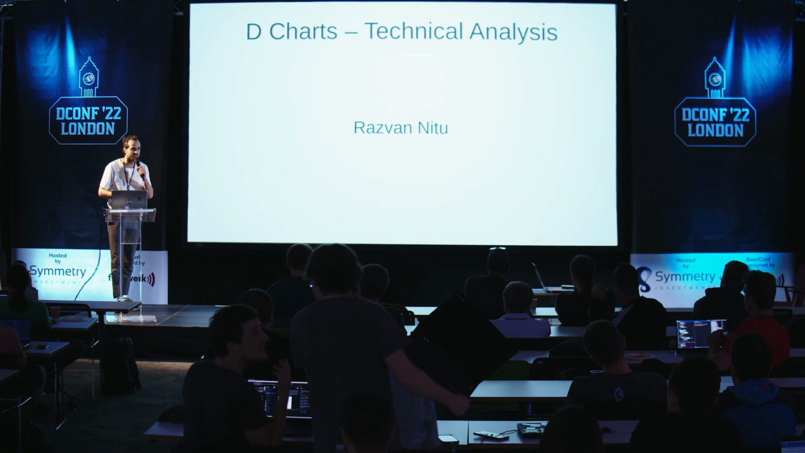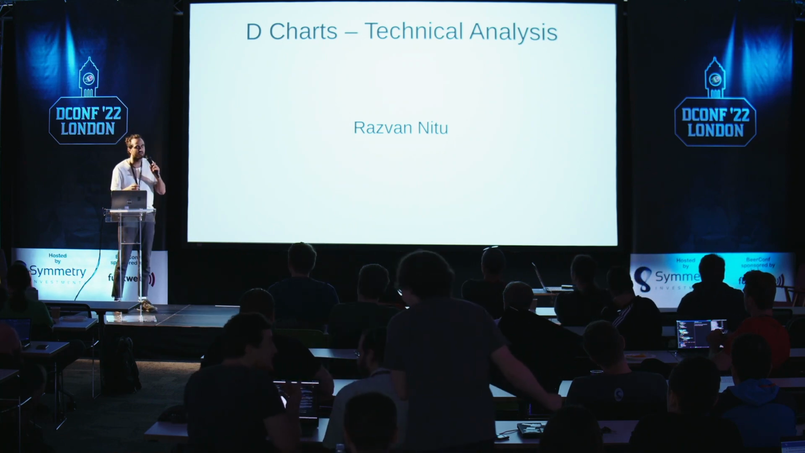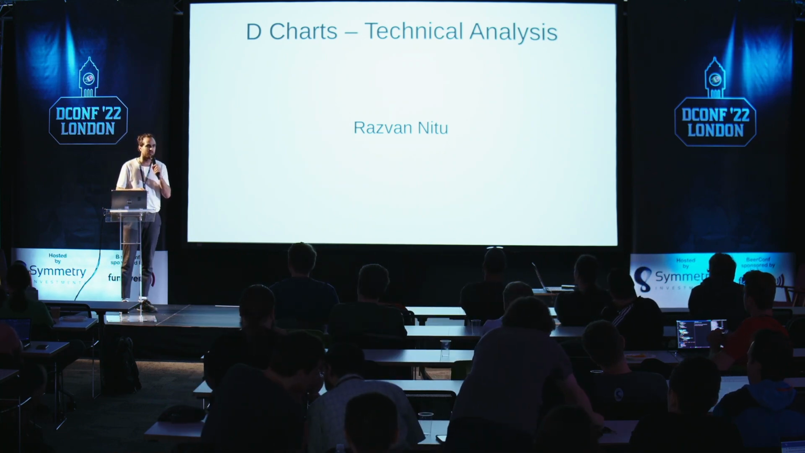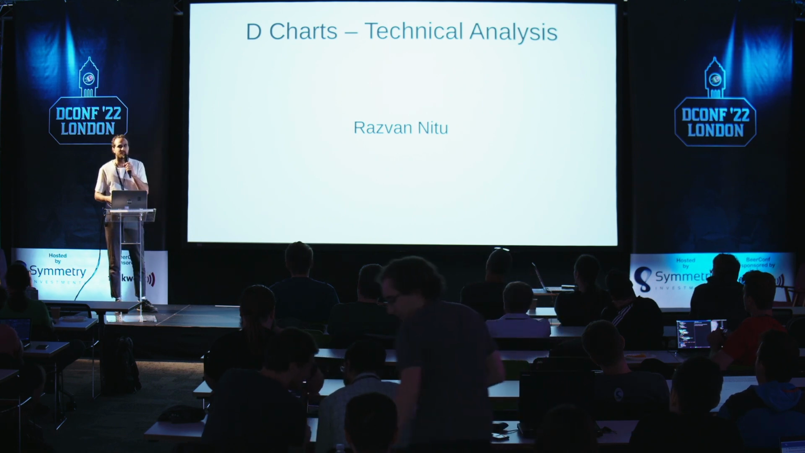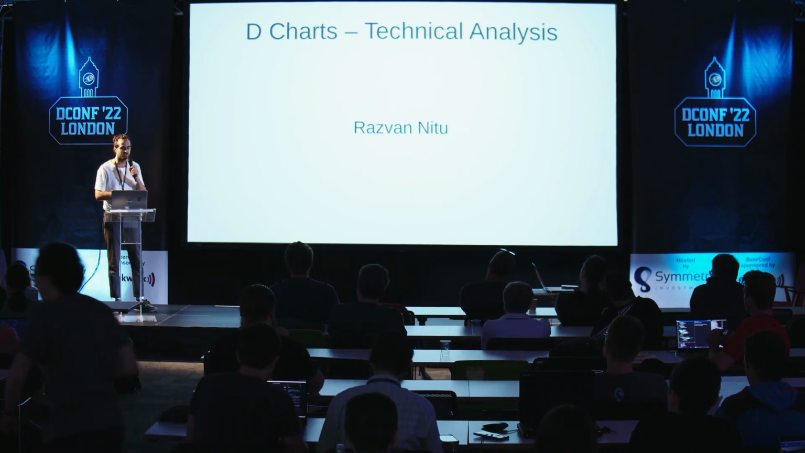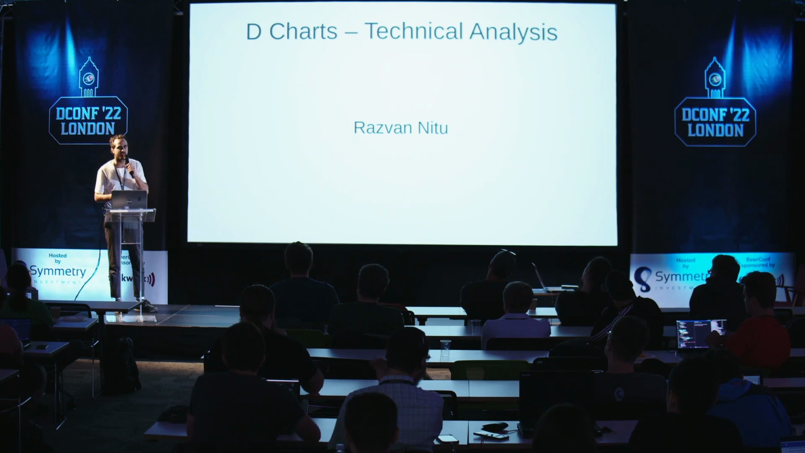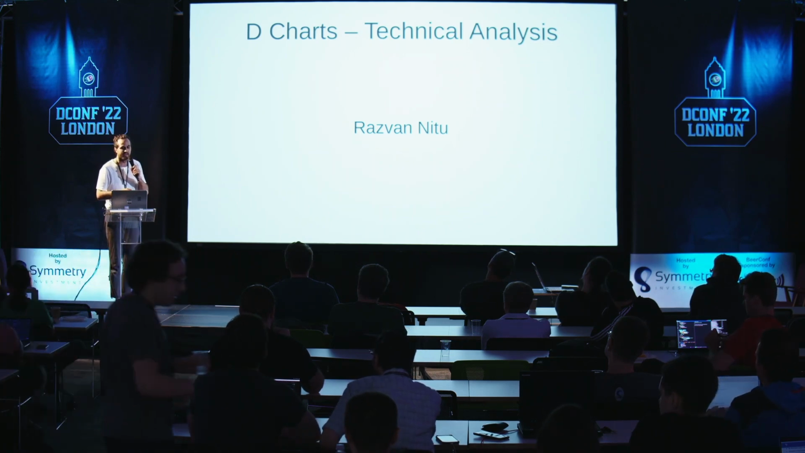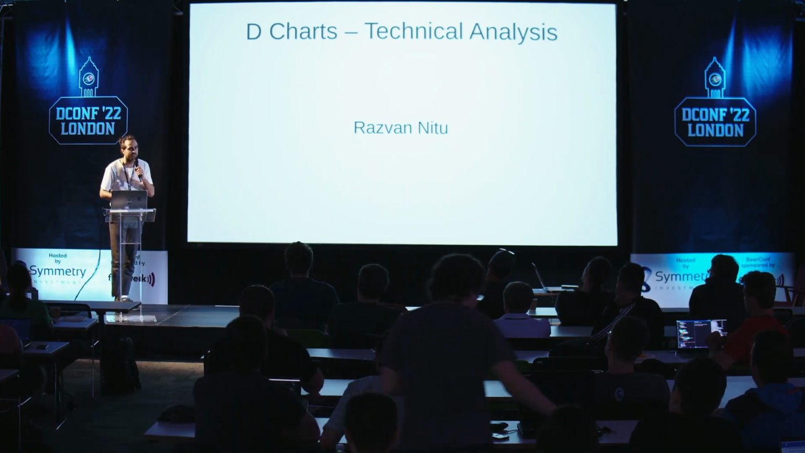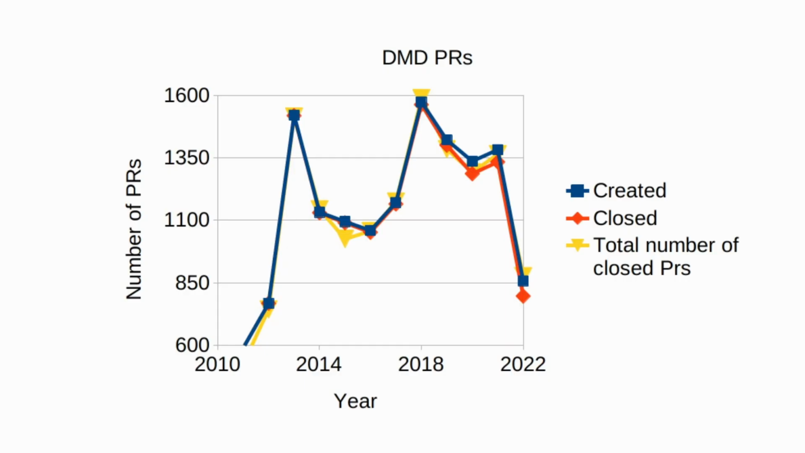Okay, so I'm just going to present some charts which show the overall activity on the DMD repos and bug fixes. I'm not going to go into details on why the charts are like this. I'm just going to show them and do some maybe technical analysis on the charts. So these are the DMD PRs.